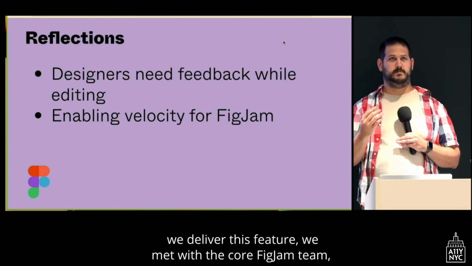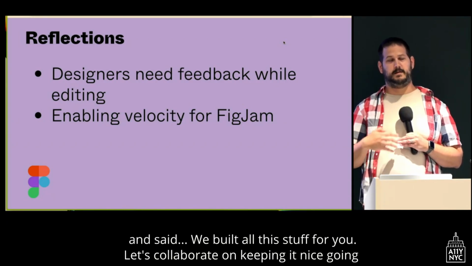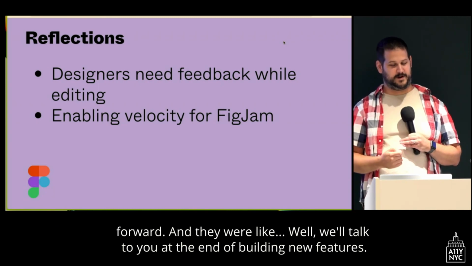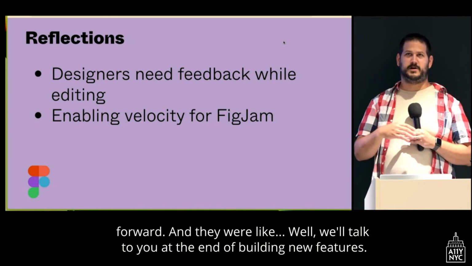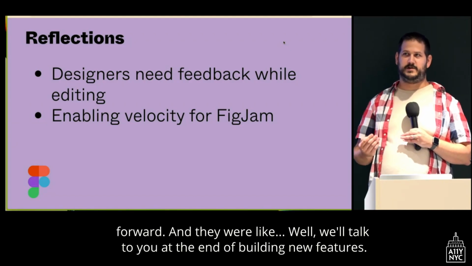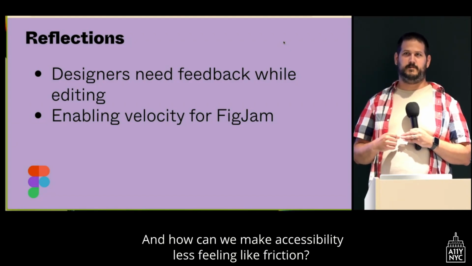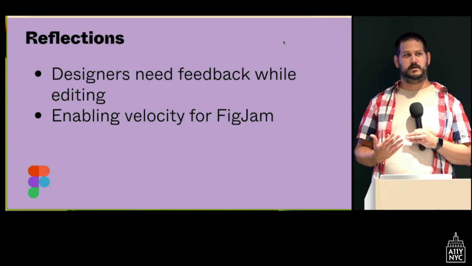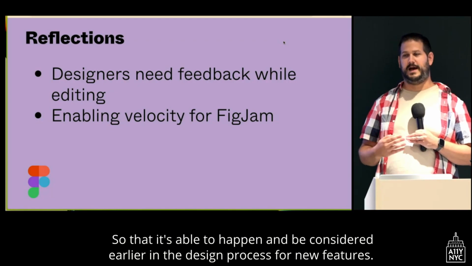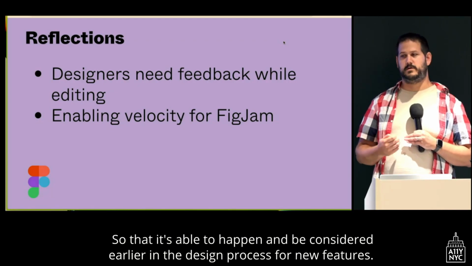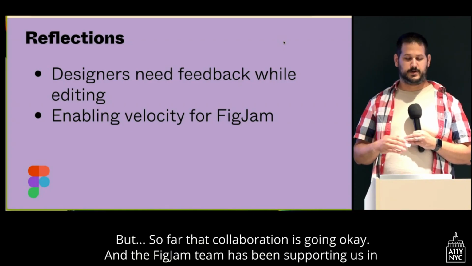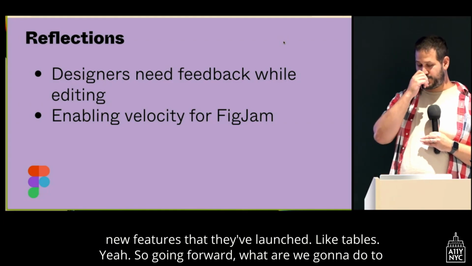And the other reflection that I have is in FigJam, we delivered this feature. We met with the core FigJam team and said, like, we built all this stuff for you. Let's collaborate on keeping it nice going forward. And they were like, well, we'll talk to you at the end of building new features. And how can we make accessibility less feeling like friction, so that it's able to happen and be considered earlier in the design process for new features. But so far that collaboration is going okay, and the FigJam team has been supporting us in new features that they've launched, like tables.